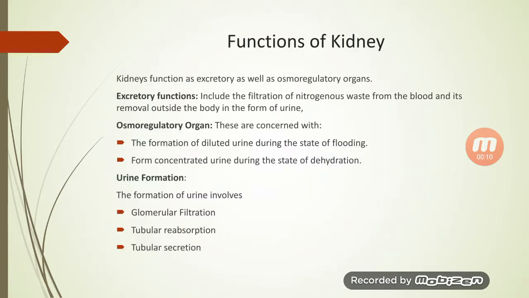Our today's topic is functions of the kidneys. And you all know that the kidney acts as an osmoregulatory organ and it has its excretory role as well. The kidneys filter blood plasma, remove metabolic waste and toxins from the body and excrete them in the form of urine. During this process, they also maintain constant volume and concentration of the blood, or homeostasis.